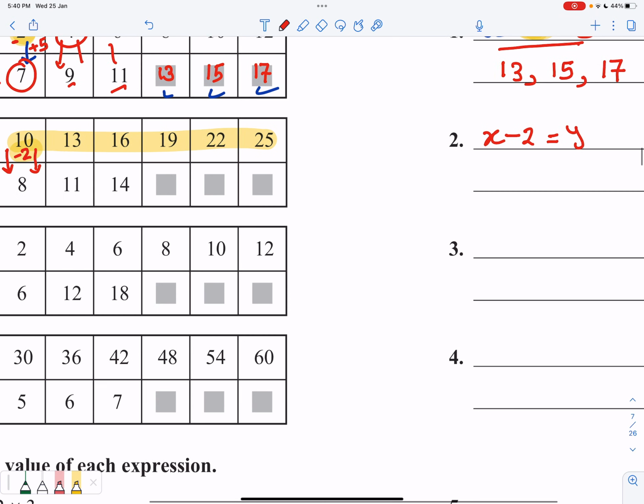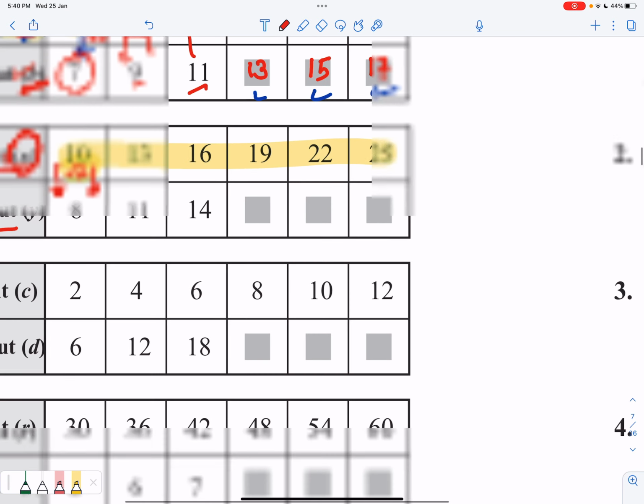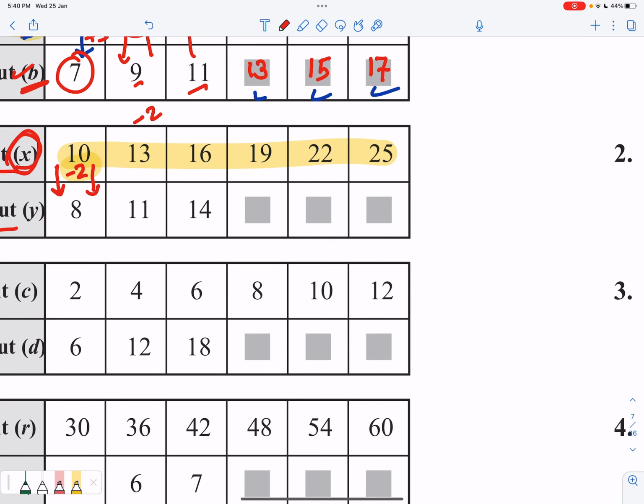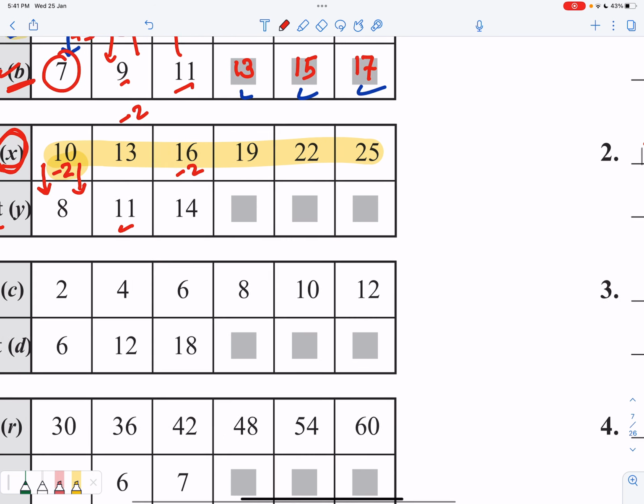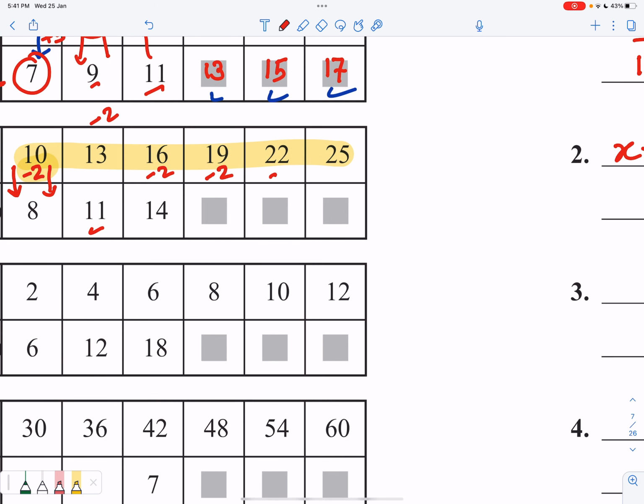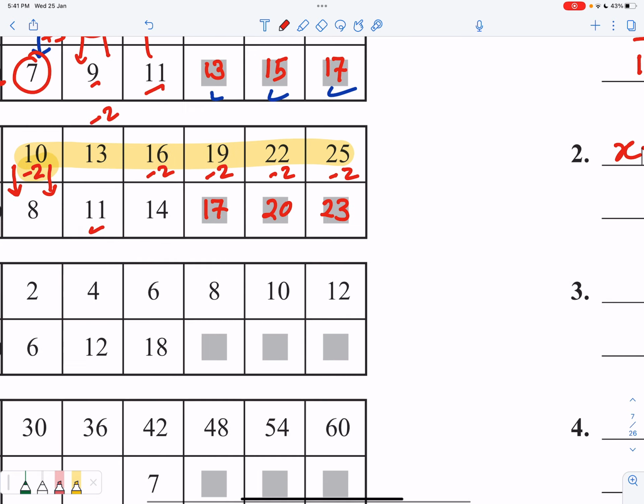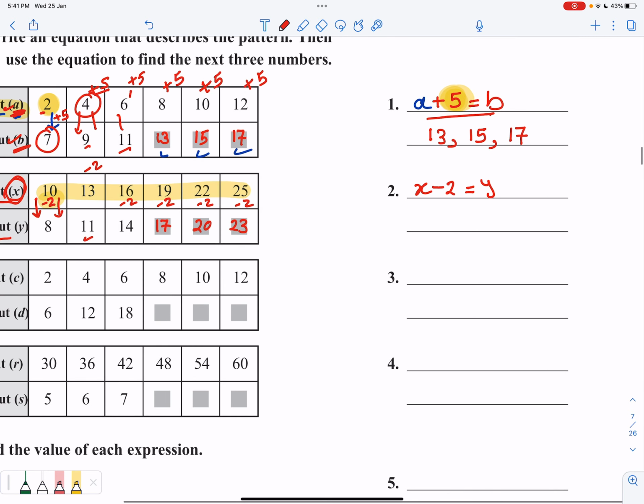Now let's check our equation. Here I have 13, we need to minus 2. So 13 minus 2, yes, 11. 16 minus 2, yes, 14. Now we need to do that on the other terms. We need to subtract 2 from all of them. So 19 minus 2 equals 17. 22 minus 2 equals 20. 25 minus 2 equals 23. Now let's write that. Here the next three terms are 17, 20, and 23.